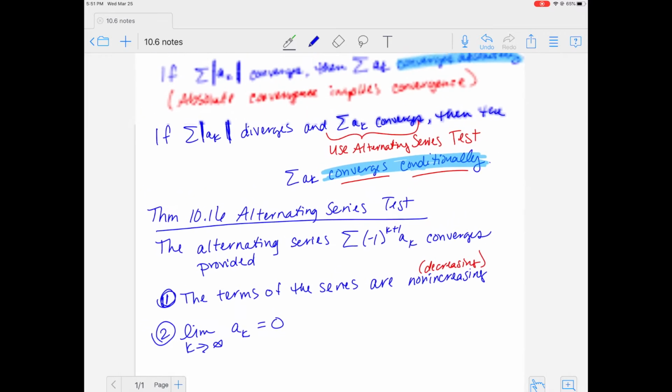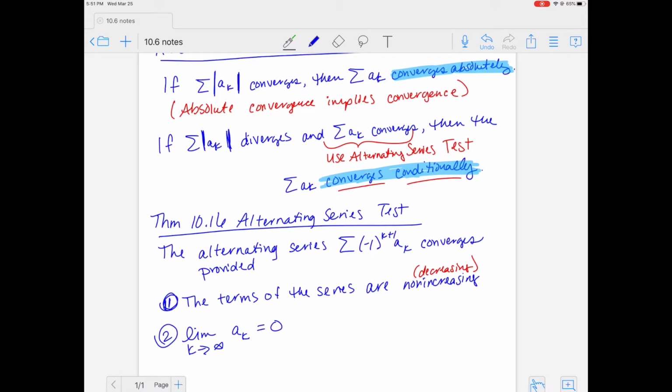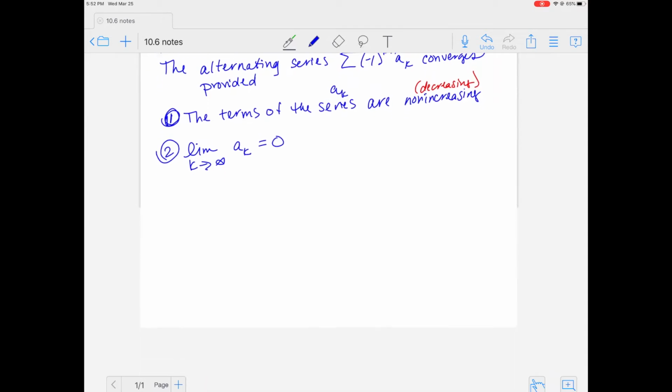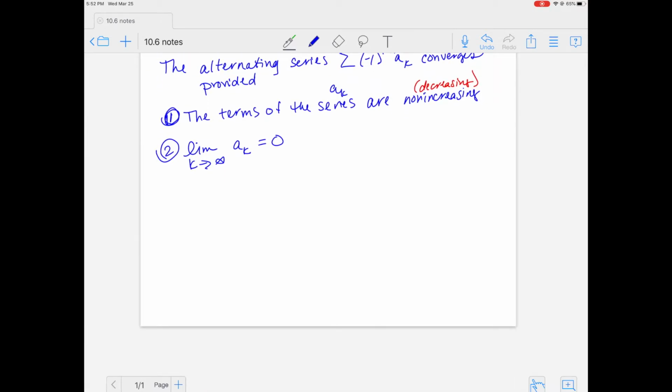So we are going to use our alternating series test, but it does not determine absolute convergence. I just want to know the terms of my series here, a sub k, that's the series that we're talking about, is non-increasing. All right. So as long as those two criteria work, then I can conclude conditional convergence. Okay, let's do this thing. We are going to practice.